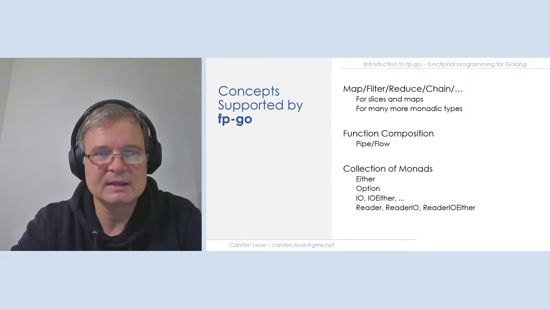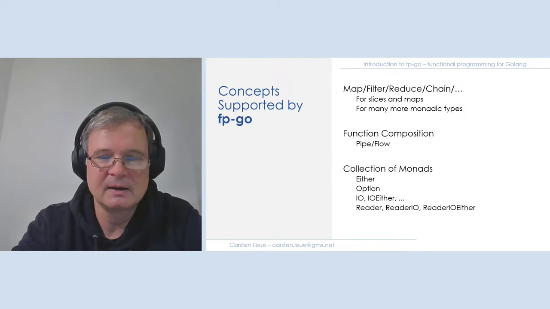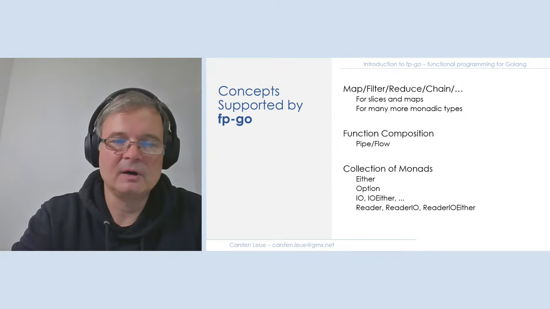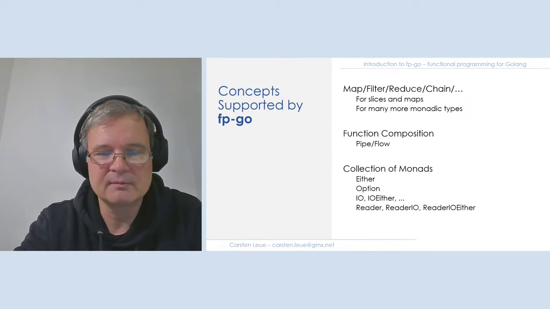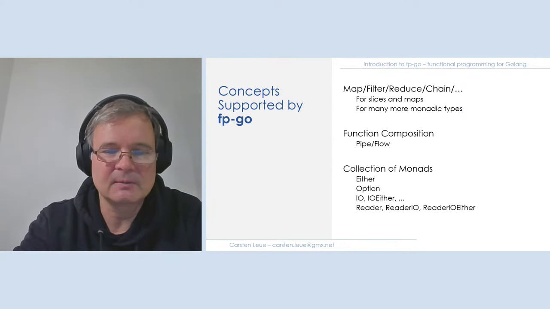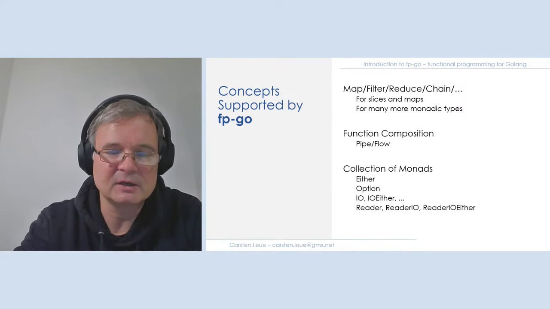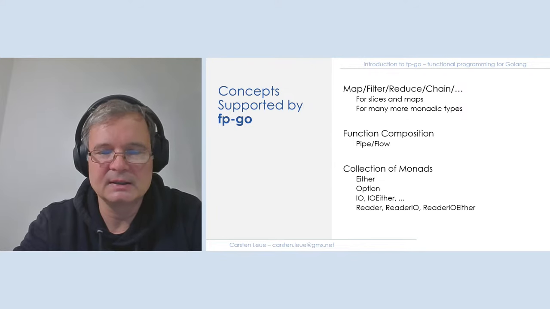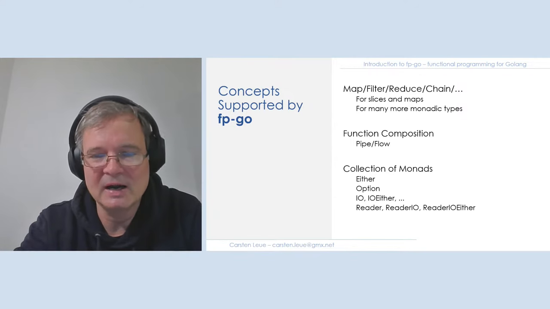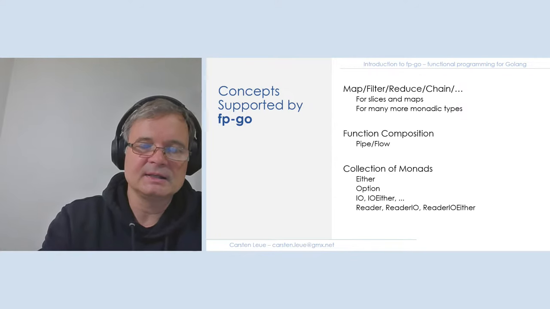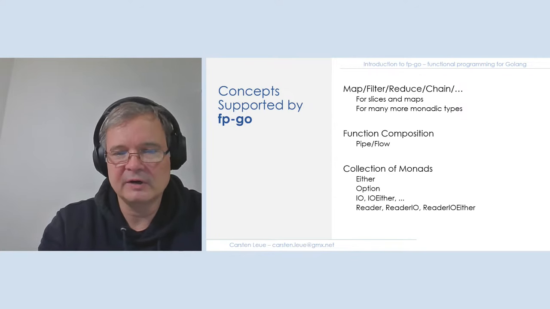And some of the monads that this library implements are the either monad for error handling, the option monad for optional values. We have the IO monad for representation of managed side effects and variations of that, like IO either, IO option, so all combinations. And we have a reader abstraction where a reader is a data structure that takes a context and then operates on top of that context. And then this also exists in its different variations, like for side effectful operations, we have reader IO. For side effectful operations that can fail, we have reader IO either, and so on. And again, it's a consistent set of operations across all of these data types.